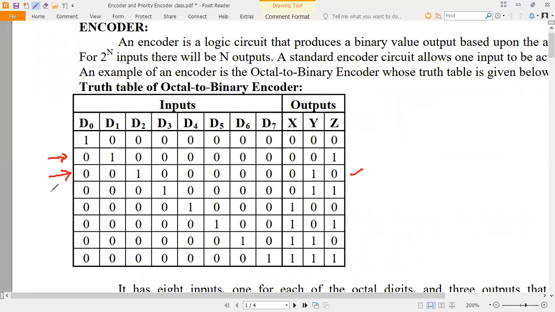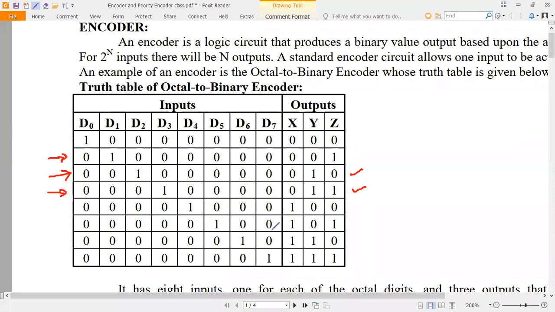Next, see the next row. Here D3 equal to 1, remaining inputs equal to 0. 3 is the octal input, right? Now we are going to get 0, 1, 1 as the output, which is the binary equivalent of the input octal 3. Similarly, you can see 4, 5, 6, 7.